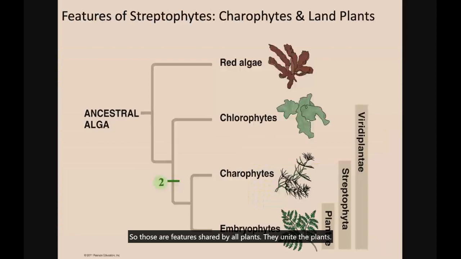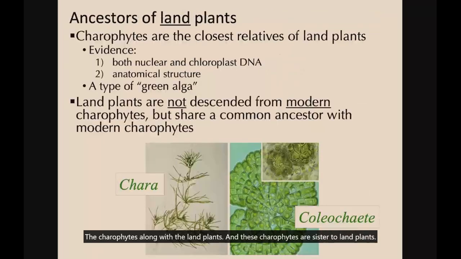They unite the plants. The second set of features is the features that unite this other type of green alga, the charophytes, along with the land plants. And these charophytes are sister to land plants. They are not things that you would ever know. If you saw one on the street, you wouldn't know what it was. It was just a green thing.